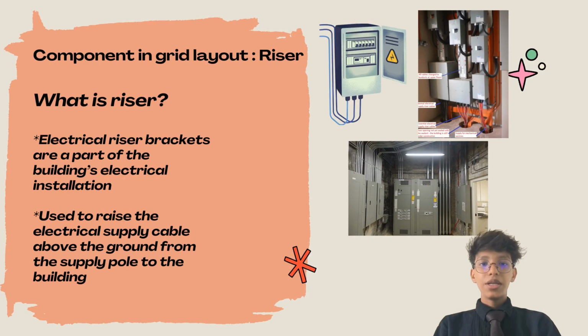The first component in grid layout is the riser. A riser is a part of the building's electrical installation that has a function to raise the electrical supply cable above the ground from the supply pole to the building.